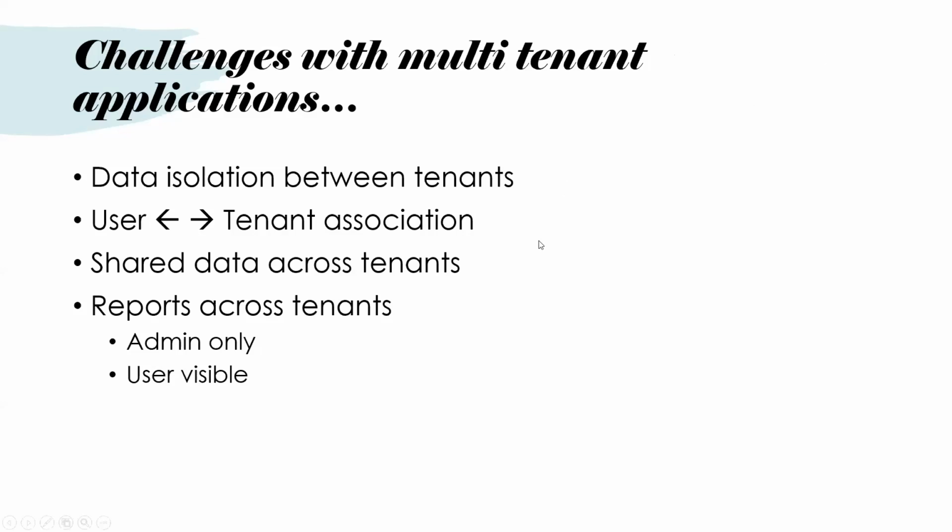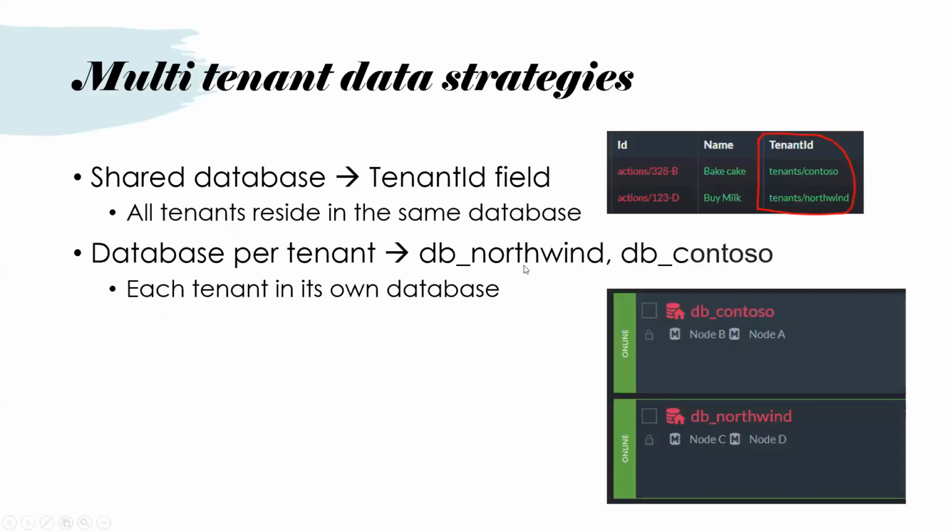Okay, now let's see some strategies to handle that. And there are basically two common ones. The first one is to have the notion of a tenant ID. Every single, or almost every single, entity in the database has this field. And you can see that we have actions, and Bake Cake belongs to Contoso, Buy Milk to Northwind. All the tenants reside in the same database. That means that whenever I'm querying, I have to query with the applicable tenant ID. On the other hand, if I want to do cross-tenant queries, that's very easy for me to make.